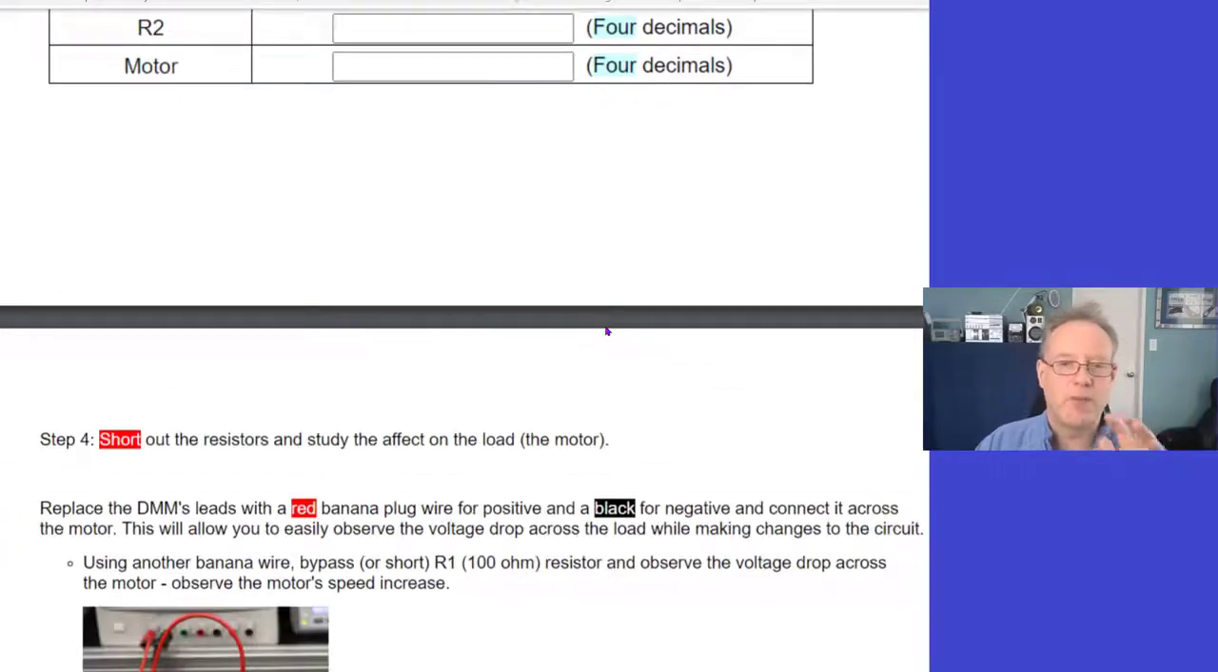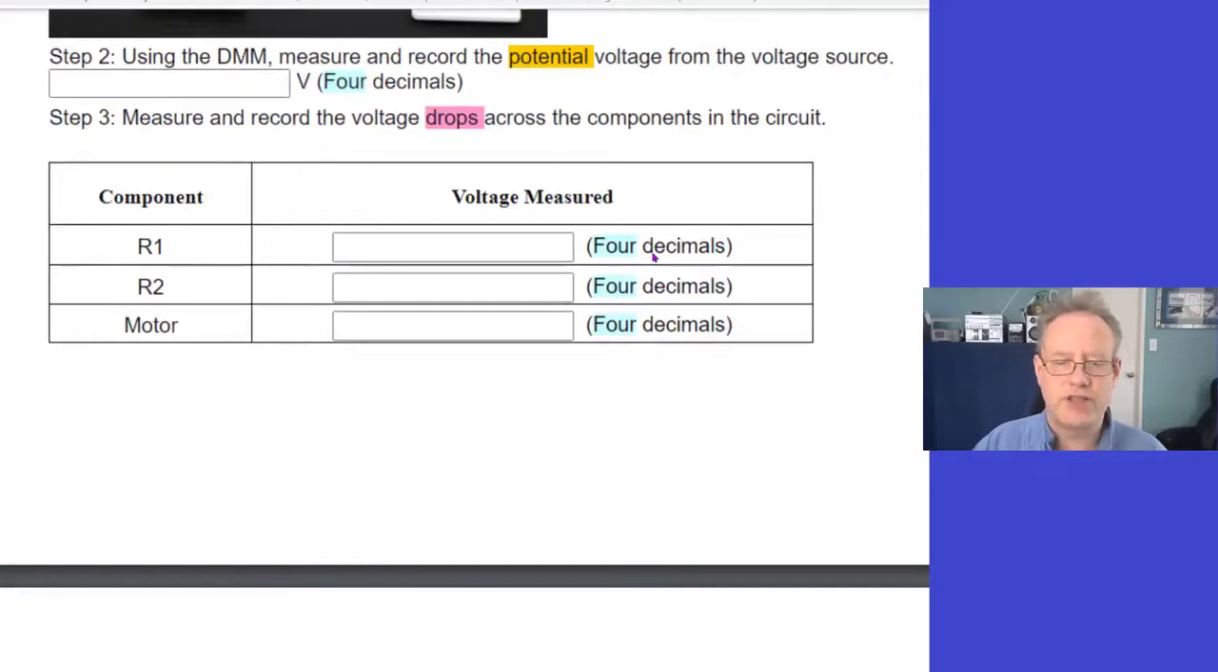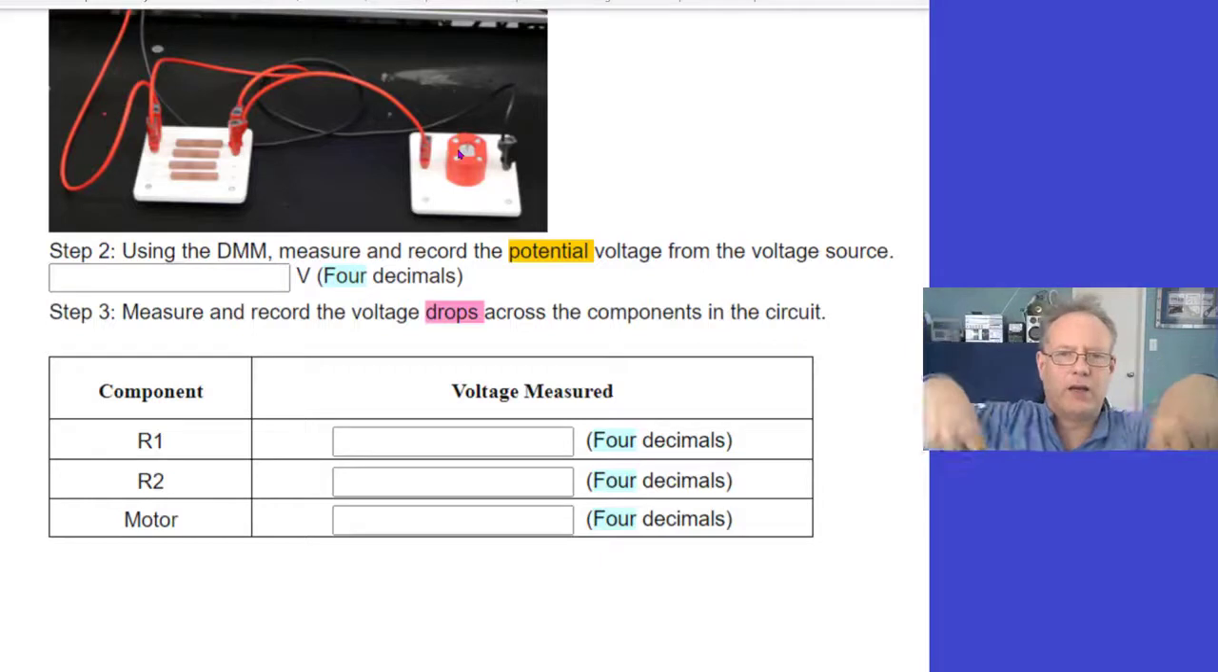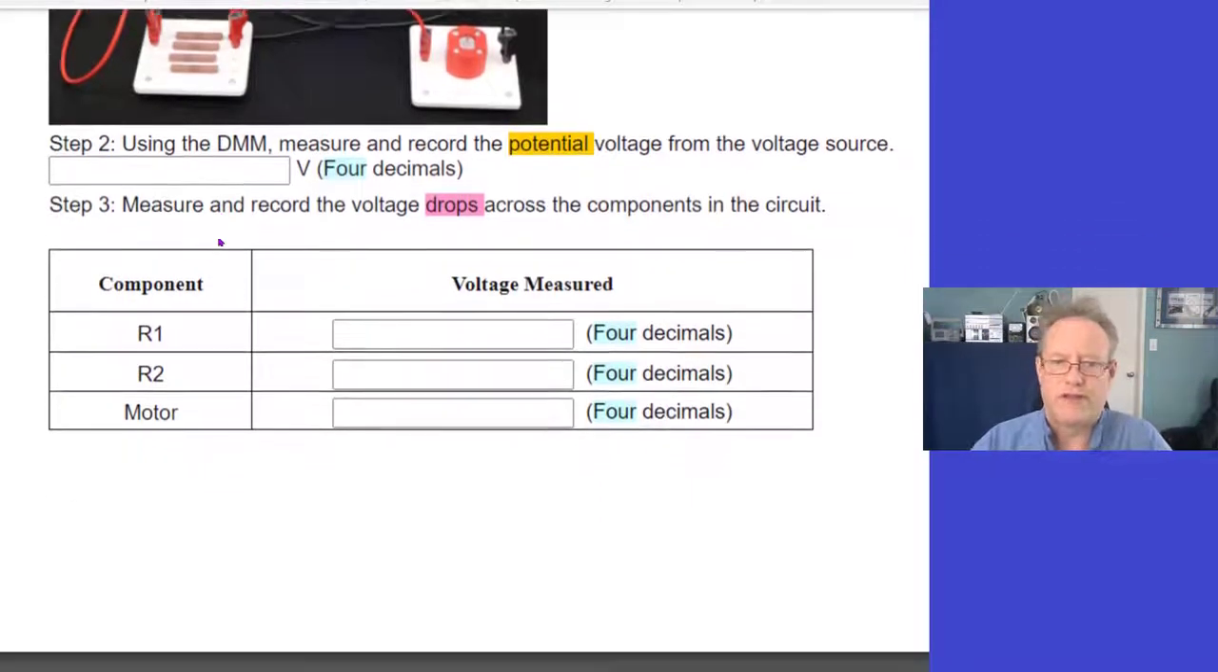So you're going to measure the voltage across the resistor. In this circuit, you're going to measure the voltage that we're losing across that resistor. Just put the probe on either side of the resistor. And then you're going to put the probes in the little banana clips across the motor, and it'll tell you the voltage of the motor. So that's all you got to do.